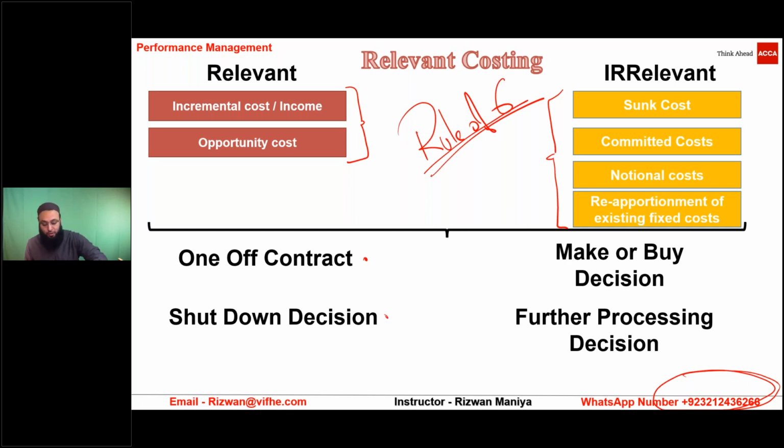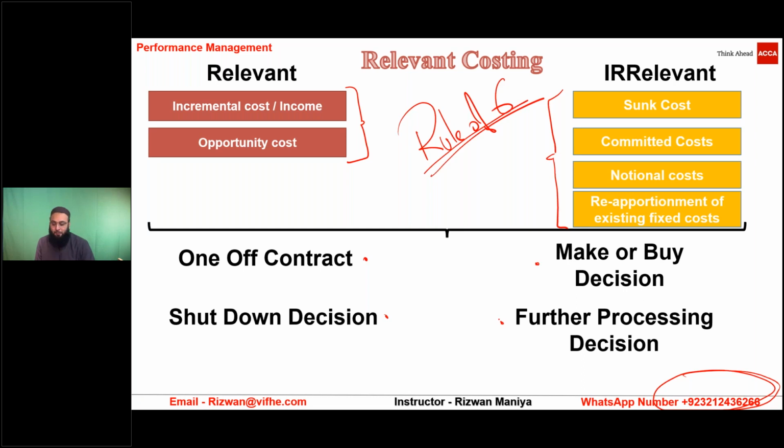For a shutdown decision, for example, there is an option to close a business on a temporary basis. The one that we just saw in the previous ALCA hotel question, they were thinking to close the hotel for Q1, and I did mention that, okay, fixed cost is a cost that you will incur in any case. That's a committed cost. So for shutdown decisions, for make or buy decision, that is, should you produce a product in-house or you buy that from outside, make or buy, and then further processing decisions.